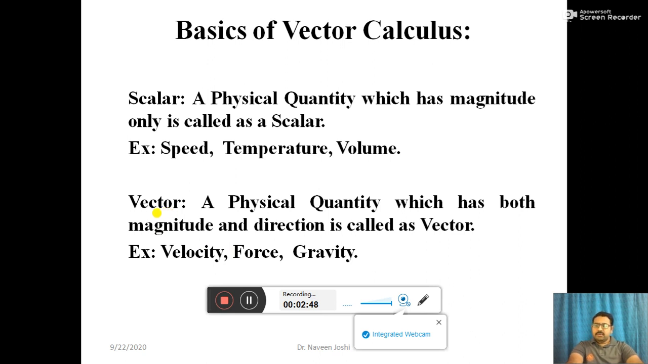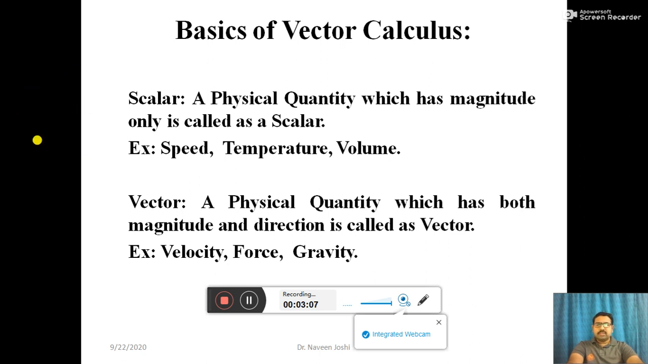Therefore, you are going to measure the magnitude as well as the direction in which you apply the force. Therefore two things come into existence, that is magnitude and direction. Therefore it is a very good example of a vector.